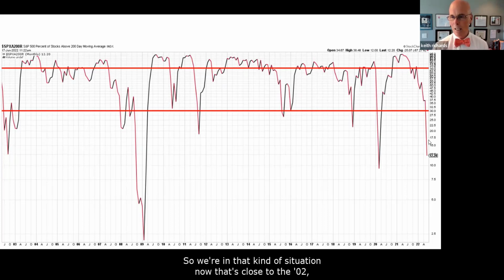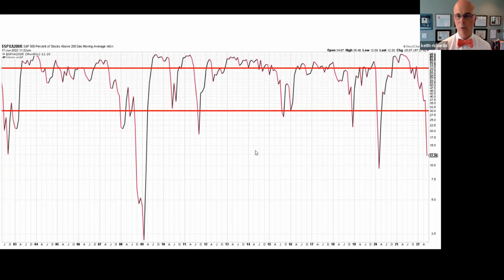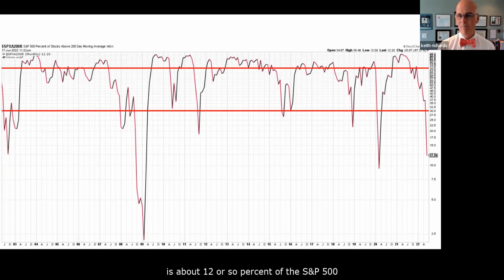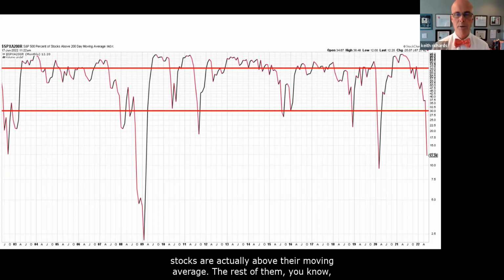So we're in that kind of situation now that's close to the 2002-2003 area, where about 12 or so percent of the S&P 500 stocks are actually above their moving average.